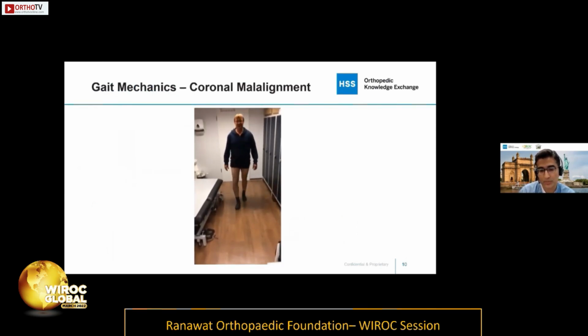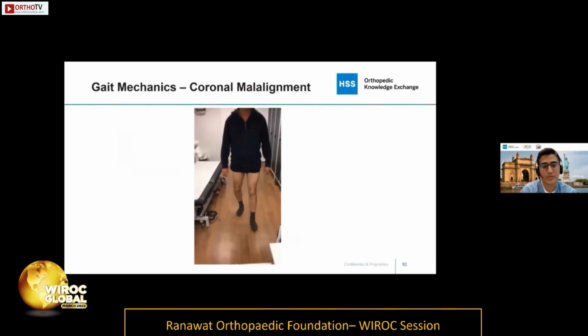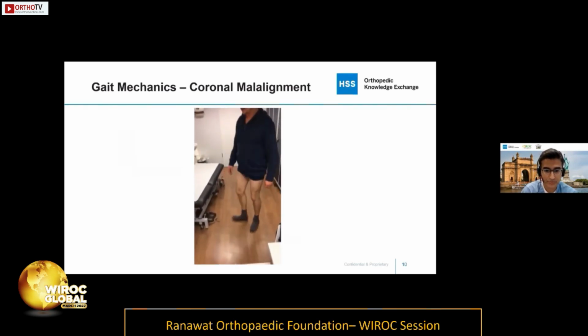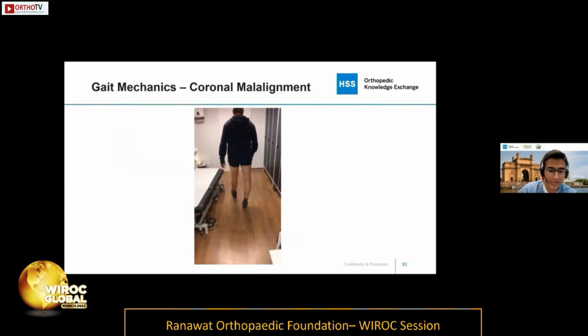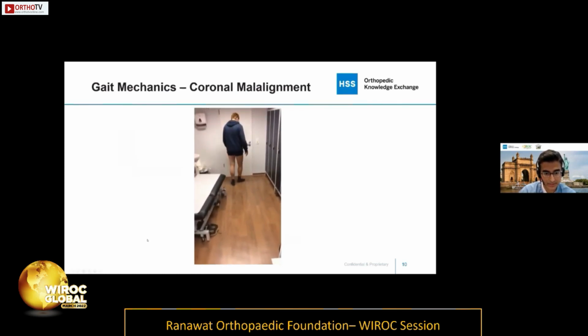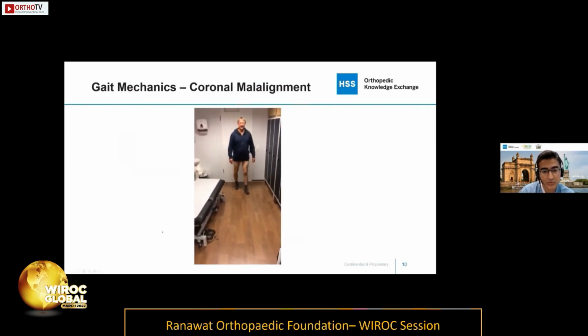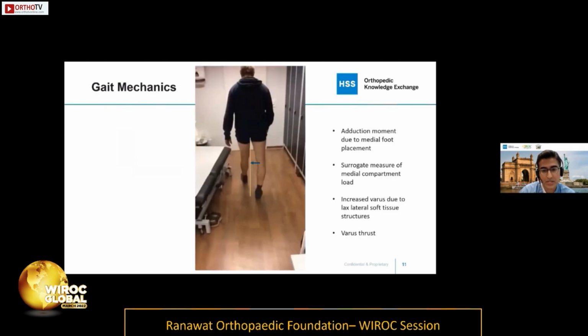So with this talk, I'm going to focus typically on coronal malalignment. And if you look at gait mechanics in this patient who's got a varus deformity on the right side, what does that do? This patient has an obvious varus thrust. And if you look at him from behind, there's a joint reaction force going down the middle. As a result of his varus knee, there's an adduction moment due to the medial foot placement. And that adduction moment is counteracted by an equal moment from the lateral soft tissues of the knee.